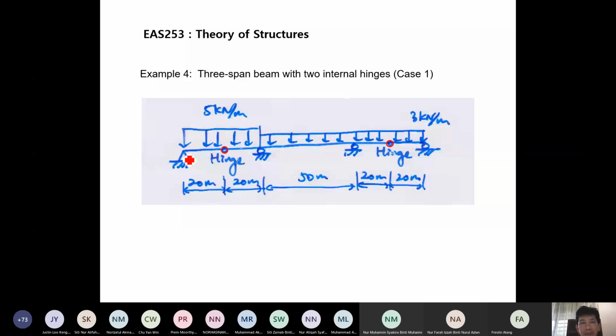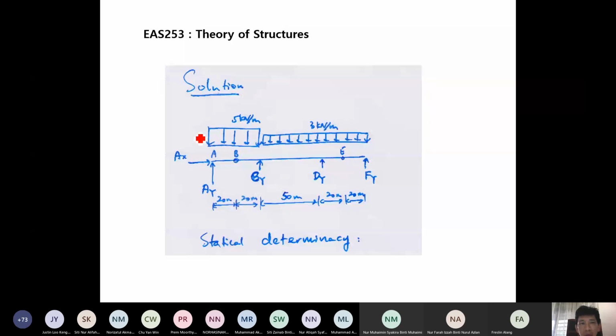So we draw a free body diagram of the whole 3-span beam, hinges included. If we draw the free body diagram of the whole beam, you get 2 reactions at the first support and 1 at each other support, because this is pin, roller, roller, roller. So there are 5 here. And let's check for statical determinacy.